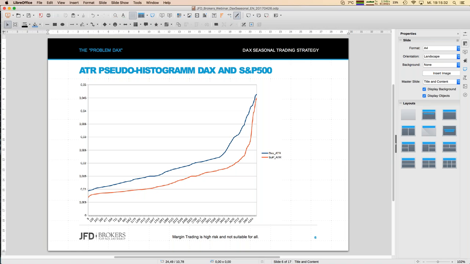So what we can realize here is already part of the answer of why DAX trading is more complicated than other underlyings. It's simply because the ATR is higher. I have done every step here percentage-wise. So it's not a matter that the DAX today is at about 12,000 and the S&P 500 at about 2,200. I have done every calculation in percent. So it's not a matter of the absolute value. So we can conclude the ATR values of the DAX are much higher than of the S&P 500. That's the first part of the answer of why DAX trading is more complicated.